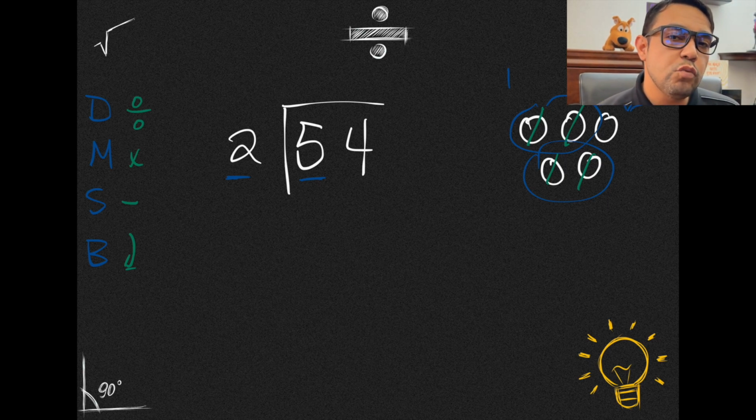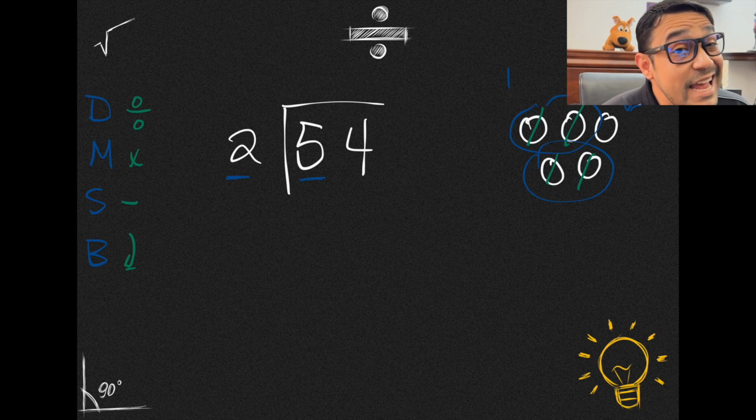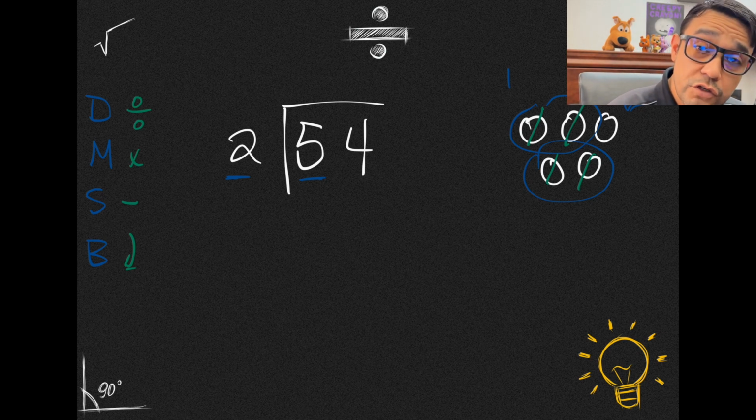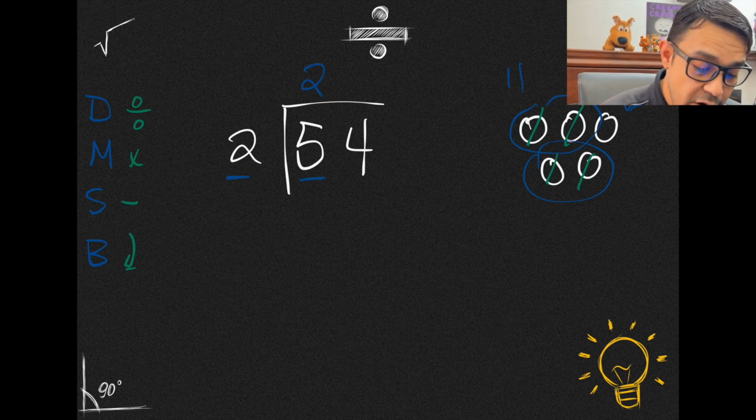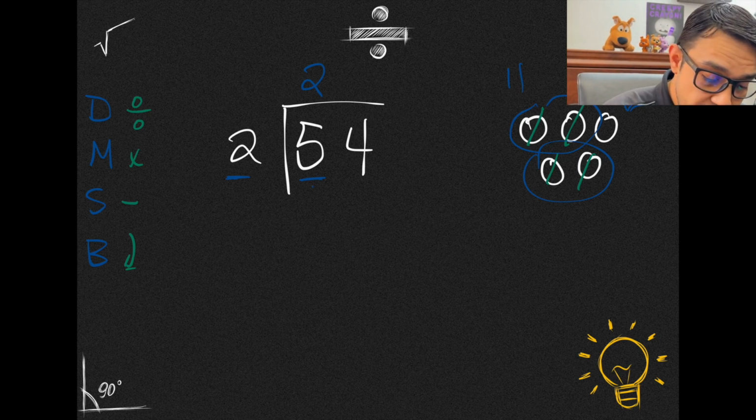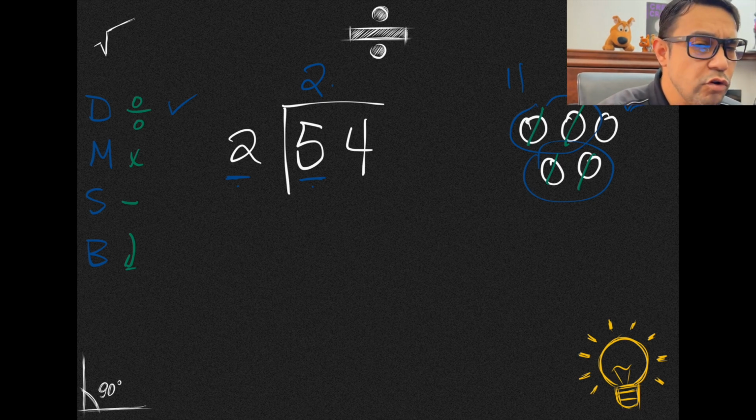Even though there's 1 left, I can't take it out because it has to be in a group of 2. So, how many groups was I able to take out? 2. So our answer in the first part is 2. 5 divided by 2 is 2. We divided. Now let's multiply.